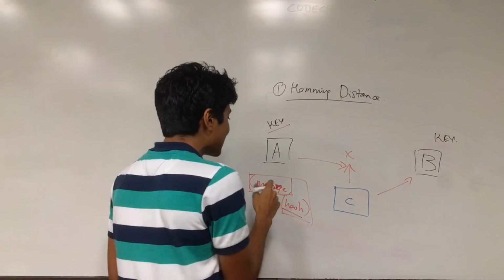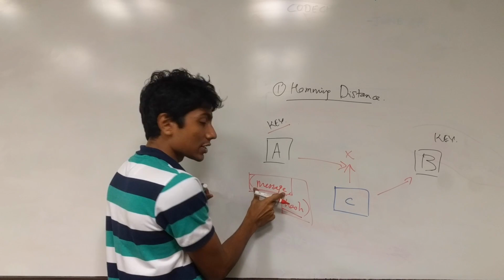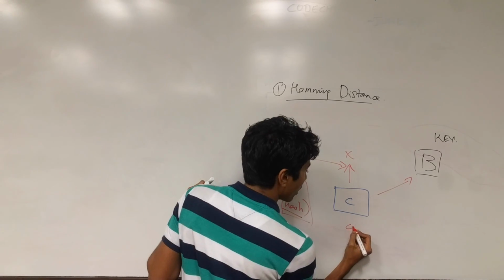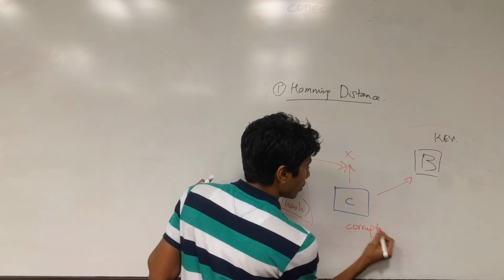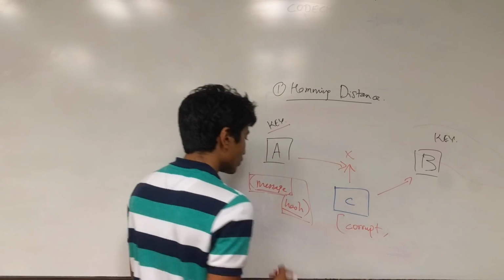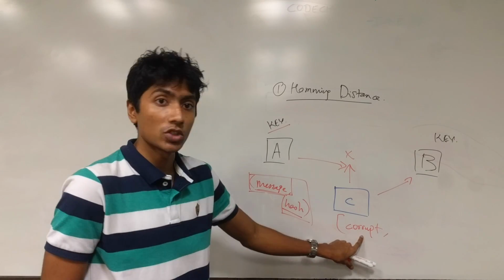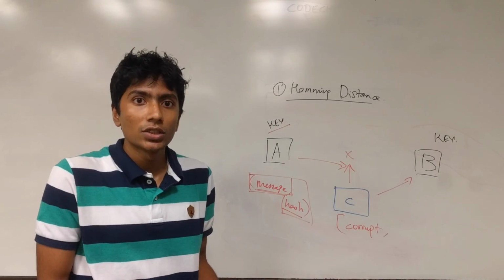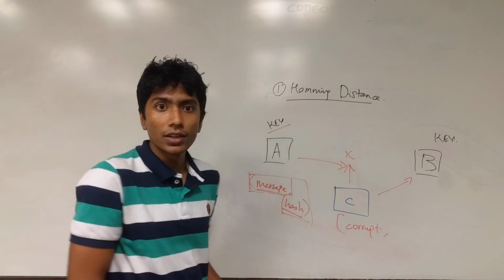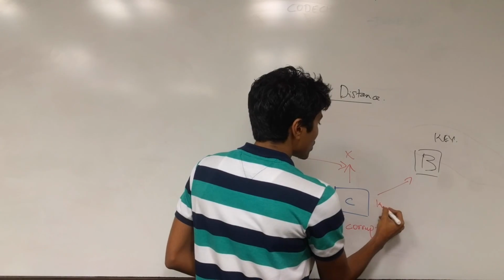Why? Because when C is changing the message, this is no longer the message. It's something called corrupt, let's say. So this is a corrupt message. But C needs to generate a hash for the corrupt message. But how is it going to generate the hash? It does not have the shared key. So it's going to use its own key, which is key 1.